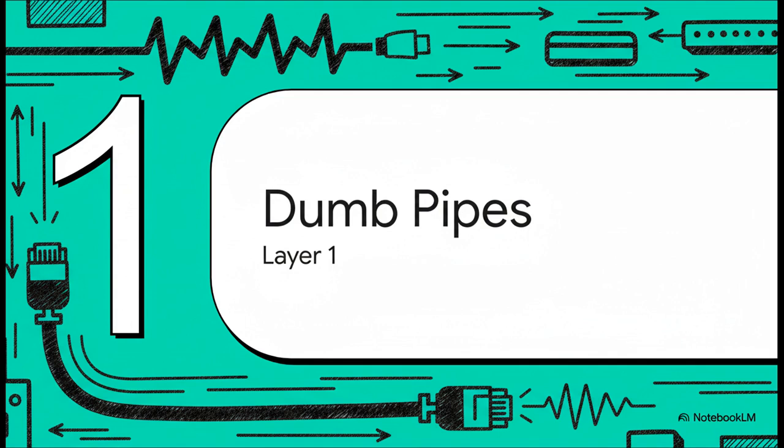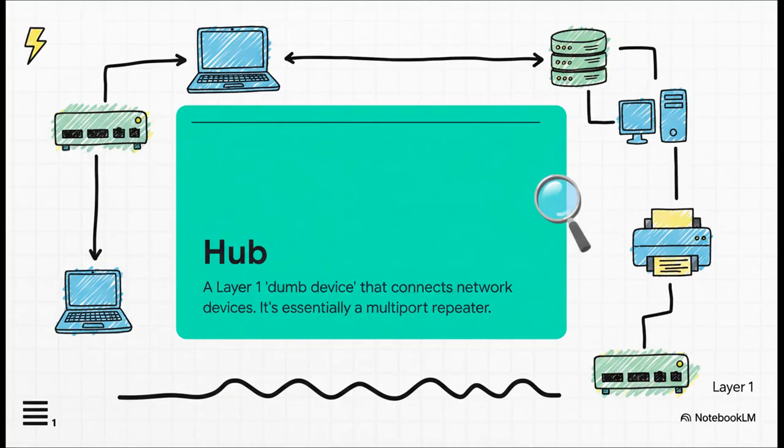And it's home to the, let's say, simplest device in our story. Okay, so meet the hub. A hub is a layer 1 device, which means its job is purely physical. A really good way to think about it is like a power strip, but for your network cables. Its only job is to connect a few devices together, in the same room.